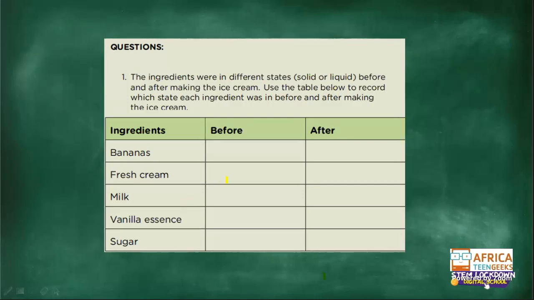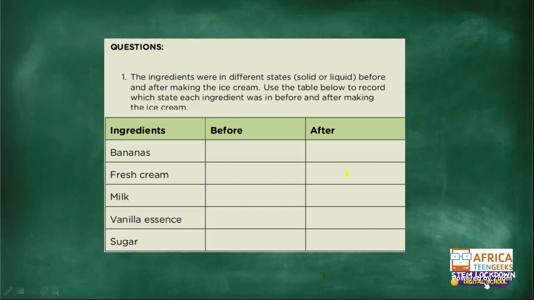Before it was a liquid, and now, what is it now? Now when it's ice cream, did it change? Remember, the fresh cream is now frozen. It's ice cream now, and ice cream is a solid, yes. So the fresh cream changed from fluid to solid. Good. The milk, it changed, right? The milk also changed from liquid to solid. The vanilla essence, the same.